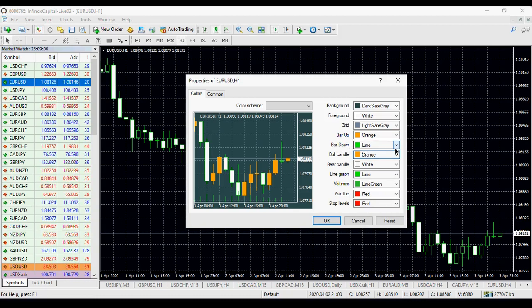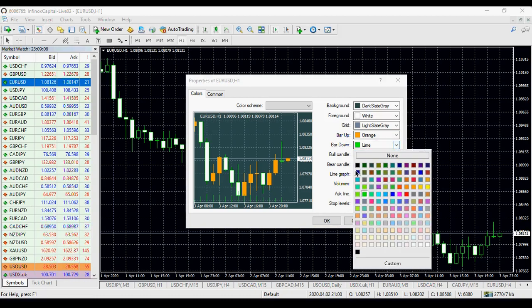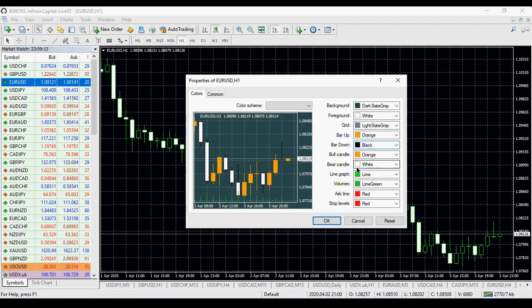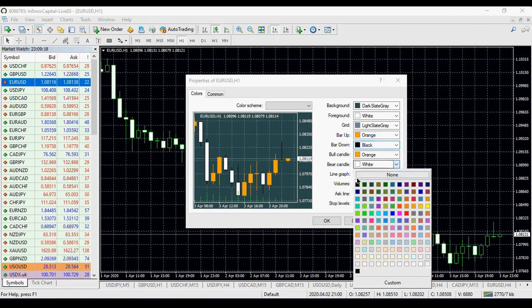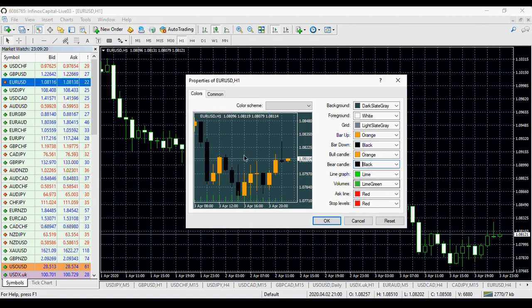While the bar down is the candles going down. Okay, what should I use? Should I use black? The black looks beautiful. Okay, I want it to be black, and then the bear candle, I want it also to be black. All right, so I have black and gold. Now the line graph, we are not using line graph. If we were using line graph, then this one would let you change the color of the line graph, but we don't use line graph. All right, volume, we don't need to change it.